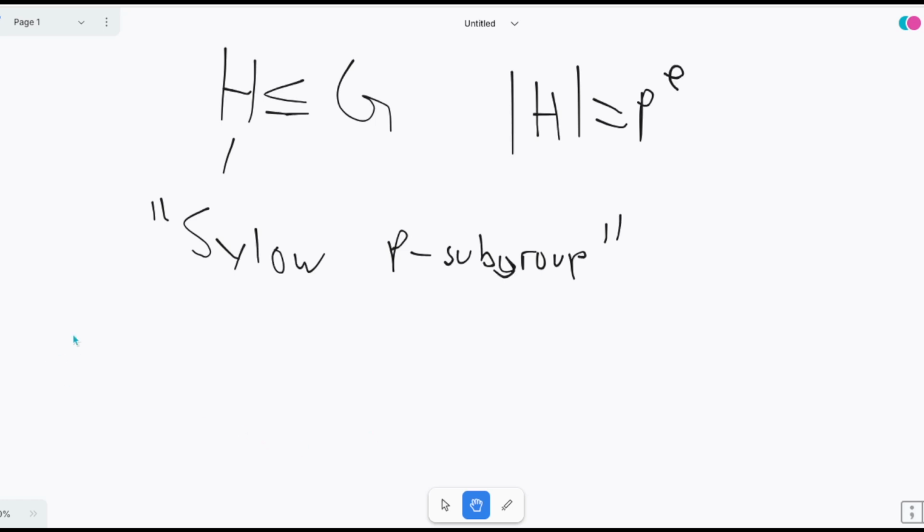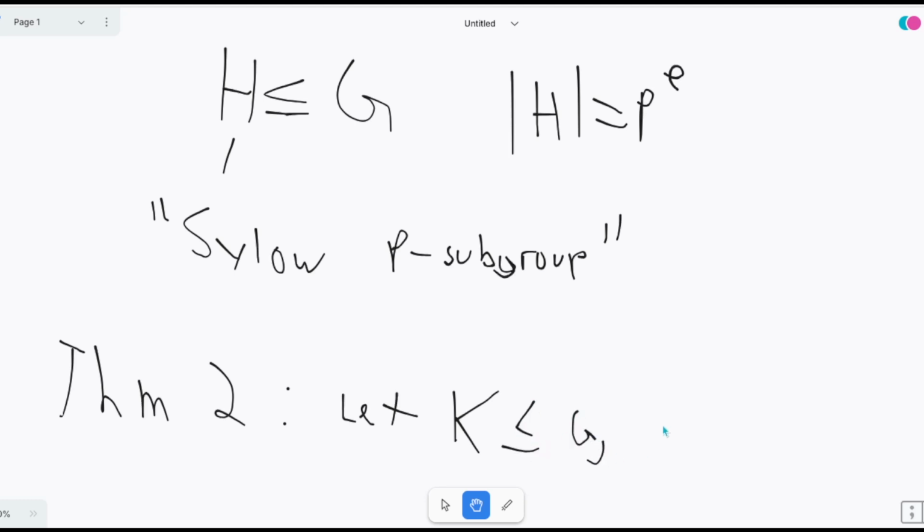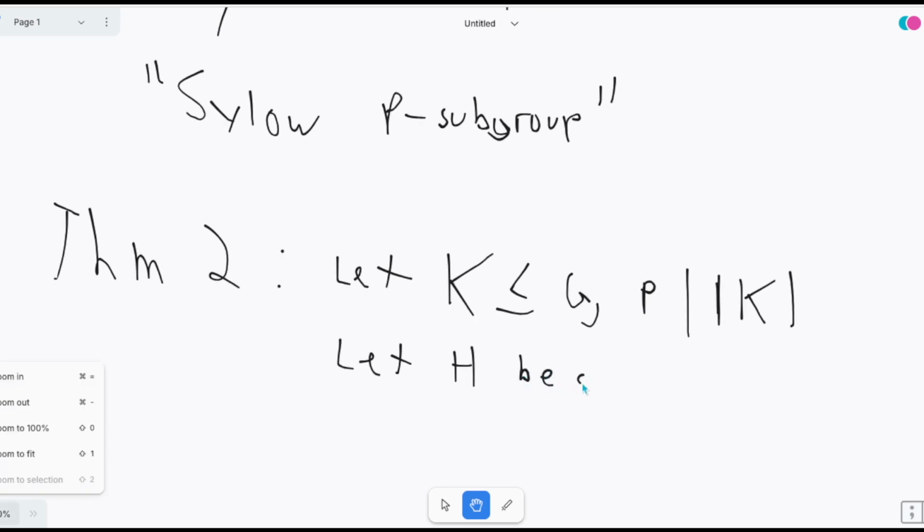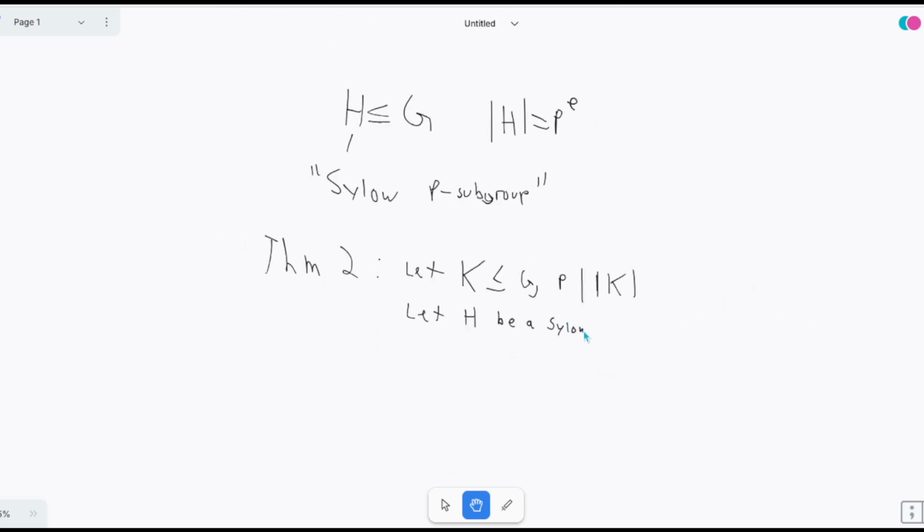So, the second Sylow theorem is: let K be a subgroup of G such that p divides the order of K, and let H be a Sylow p subgroup of G, which is to say it has order p to the e.